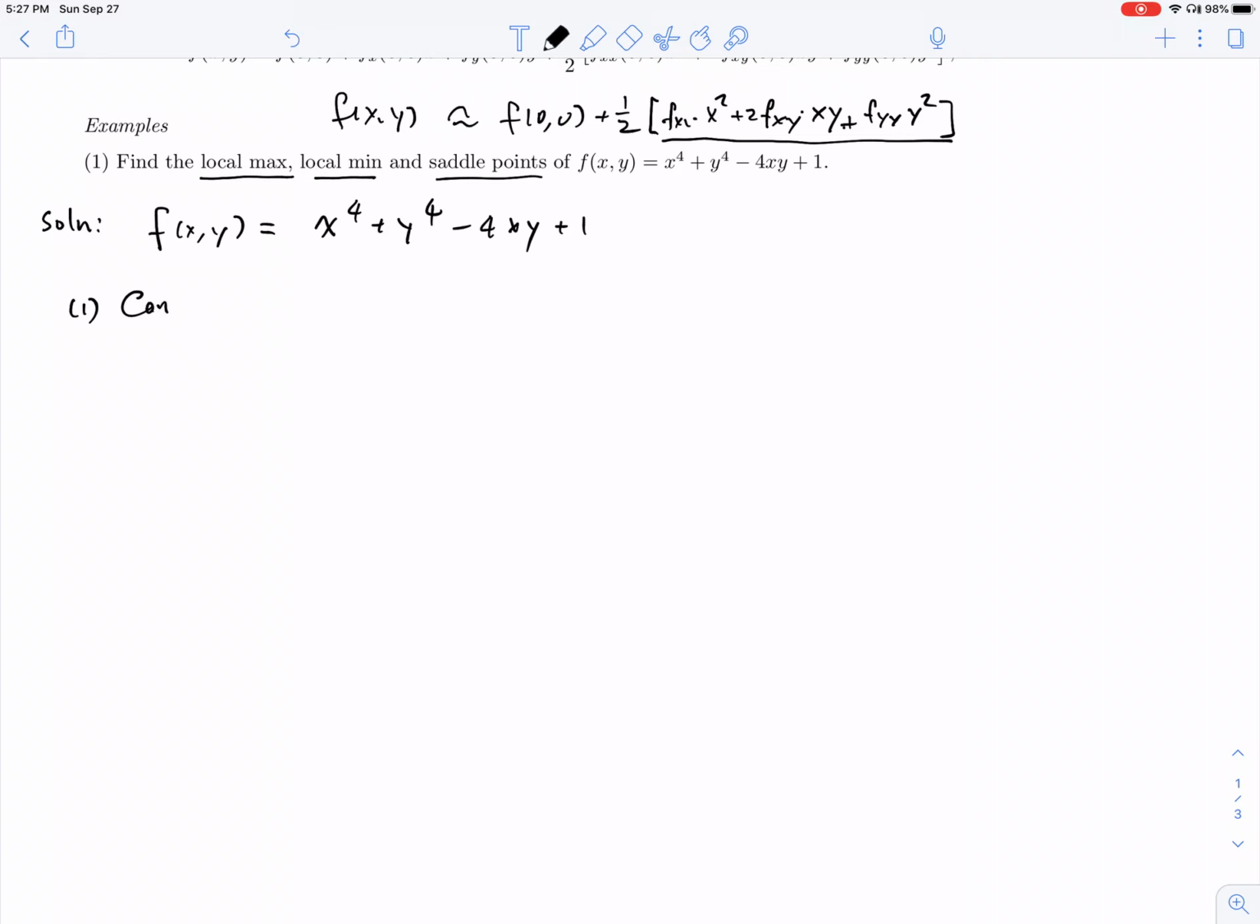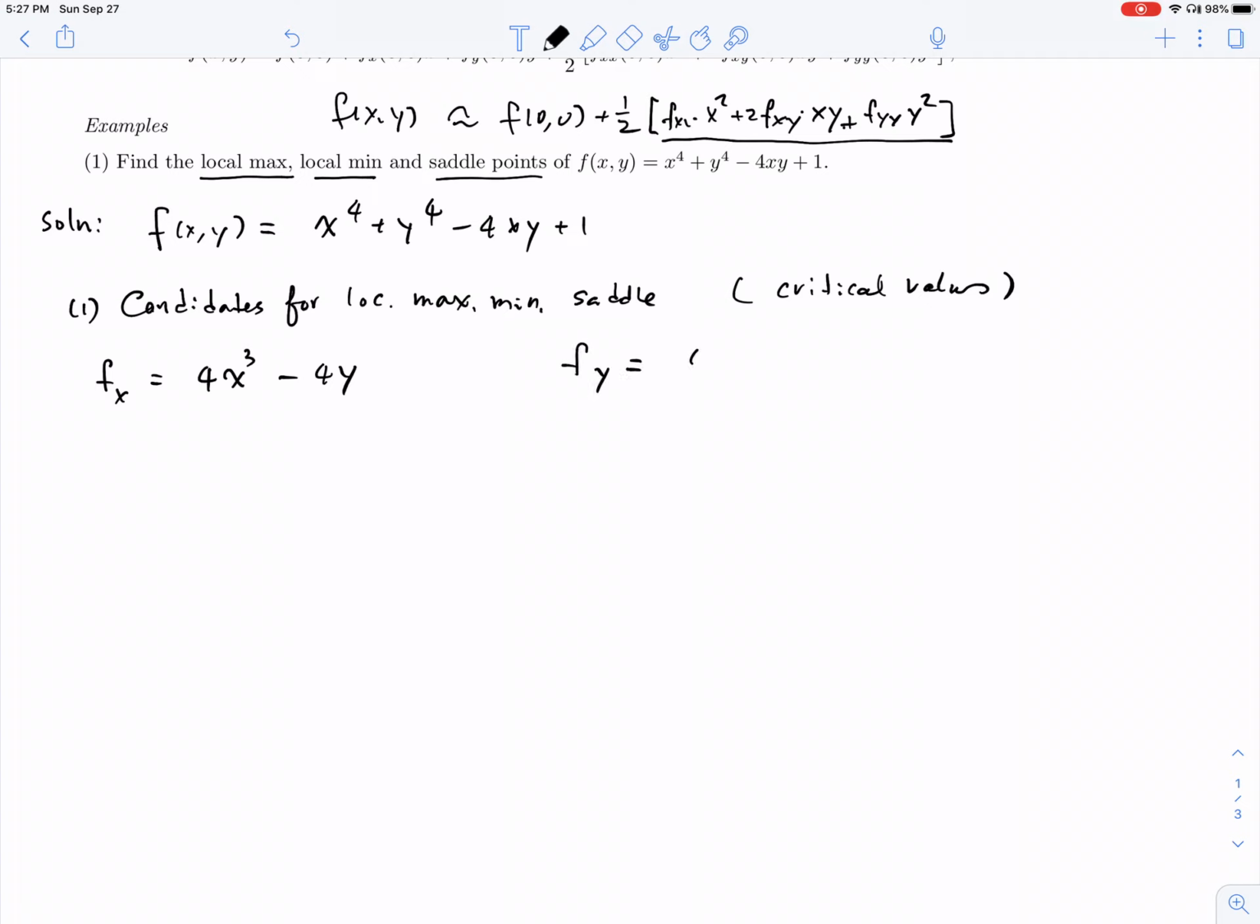These are candidates for local max, min, and also for saddle as well. Really, these are called critical values, right? We're going to find critical values. And then what should we do? We take the partial derivative. Partial derivative with respect to x is 4x cubed minus 4y. And partial derivative with respect to y is going to be 4y cubed minus 4x.